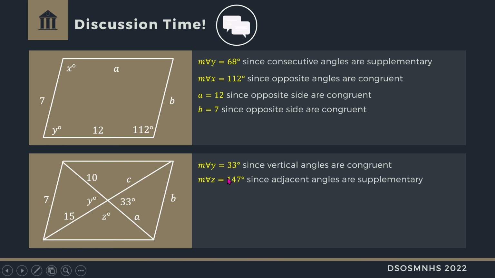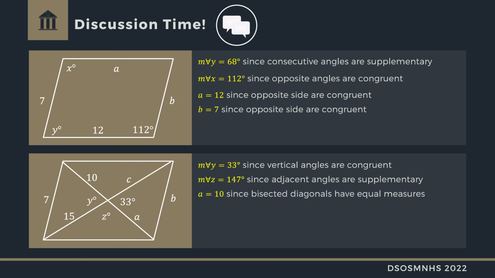Next, angle Z is 147 degrees. Why? Since adjacent angles are supplementary. Adjacent means they are side by side. So next to angle Z is 33 degrees. If you add the 33 degrees and angle Z, that is exactly half a circle. Half a circle is 180, since they are supplementary. So 180 minus 33 gives you 147 degrees.